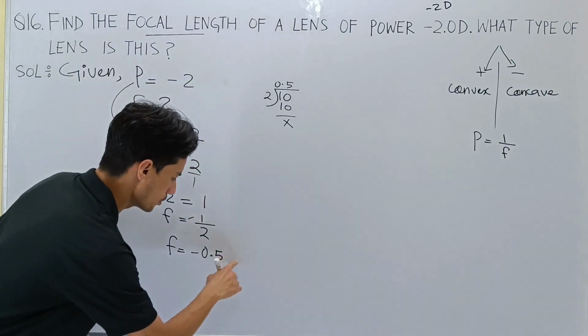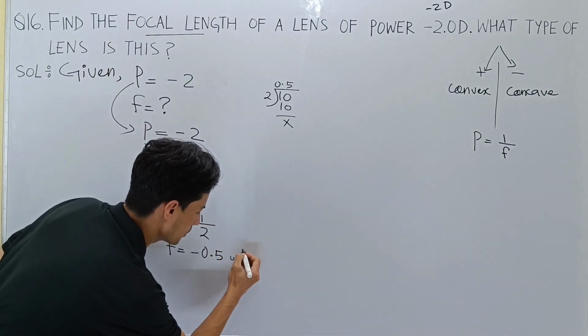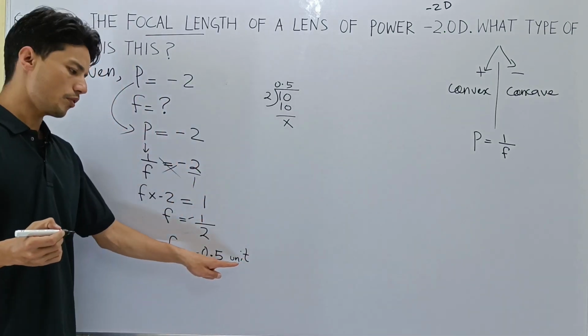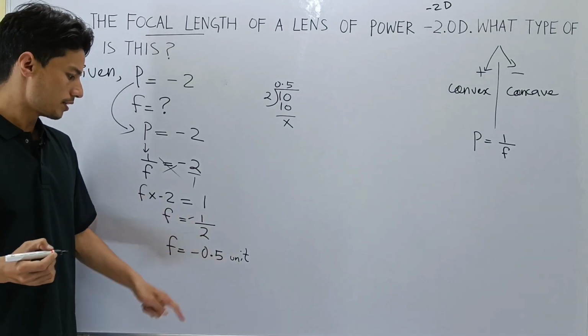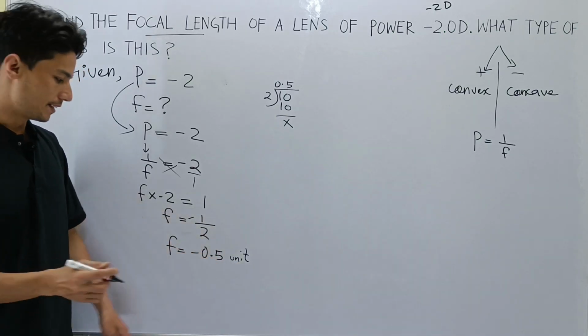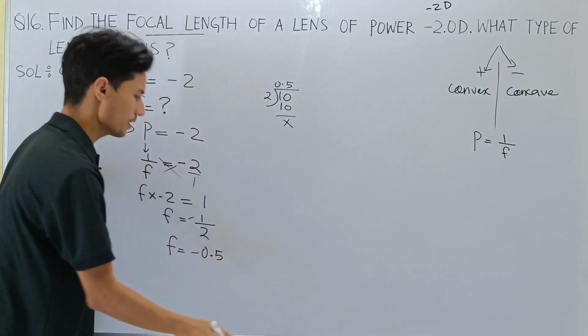No. Now you have to write the unit. Focal length should always carry a unit. So what should be the unit? Okay. The unit should be meters. Remember, the unit should be meters.